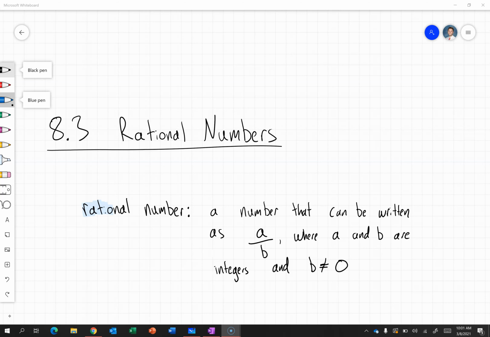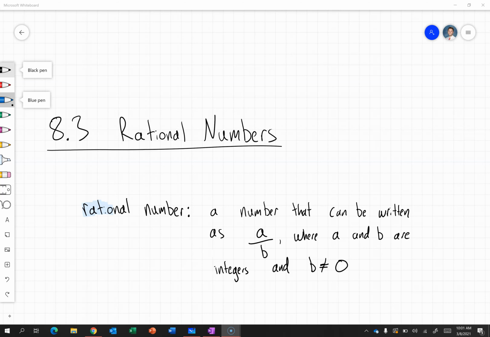Okay, and remember, integers are whole numbers that are either positive or negative. So let's look at some examples of rational numbers. I've written, the first one is 5 over 1, because we know that 5 over 1 is simply 5. So in other words, all whole numbers are rational numbers because a whole number could always be written as that number over 1. So any whole number and any integer, positive or negative, is a rational number.